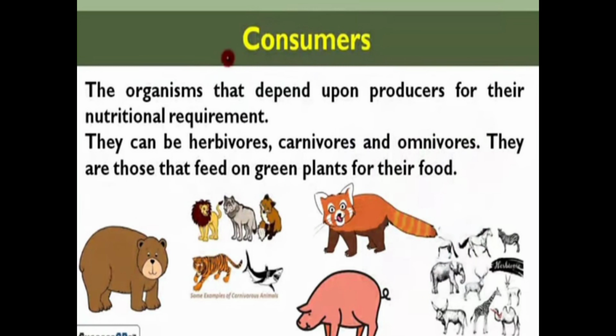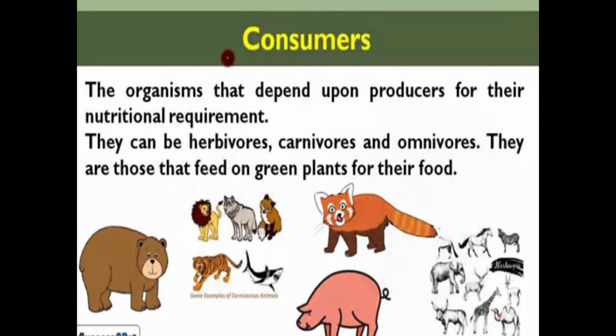Then another type of organisms are consumers. Consumers are the organisms that depend upon the producers. We can say them as flesh eaters. Flesh eaters are called consumers. That is, these are the organisms that depend upon the producers for their nutritional requirement. They make them their nutritional requirement. Then they can be herbivores, carnivores and omnivores. So consumers include herbivores, carnivores and omnivores, and herbivores are those that feed on green plants for their food.